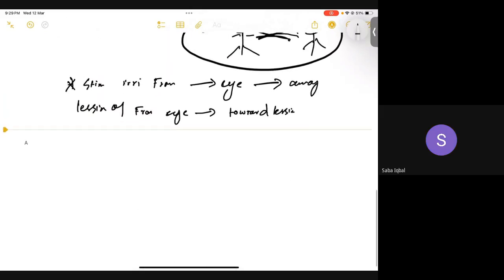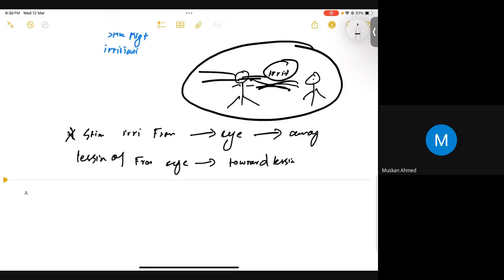Injury to Broca's area can lead to aphasia. Yes, it can lead to aphasia, and this individual, as we already discussed, would be having broken words. The words would make sense, but still the words are going to be broken. He cannot speak fluently.